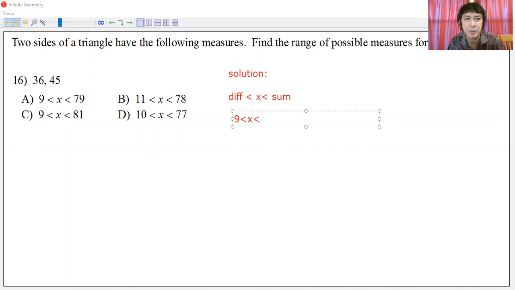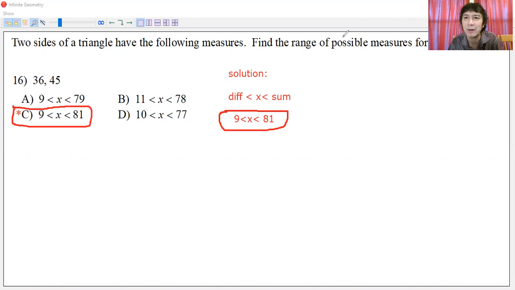For the third side x, we have something like 81. The sum of 36 and 45, that's 81. 36 plus 45, so this is 81, and this is our answer. So we have 9 and 81, that's C. You can see it over here, and let's check and verify. There. So that's it, and we have the answer correct.